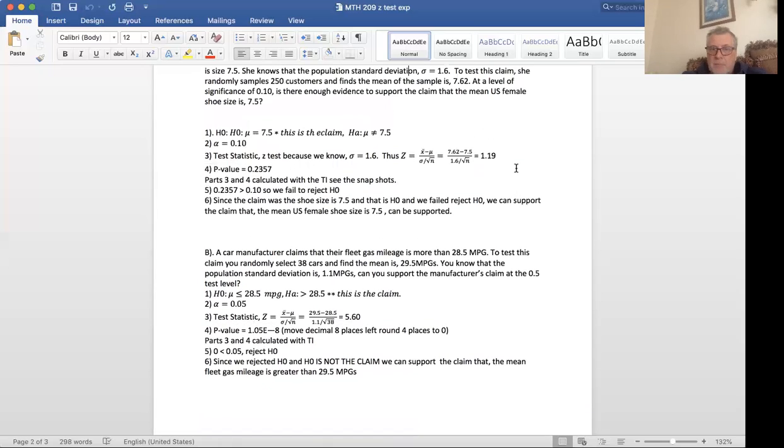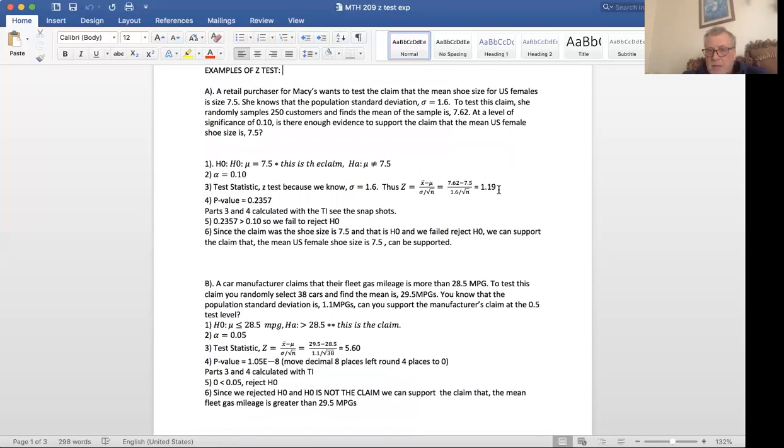So let's scroll back up. Let's take a look at what we have. So we have that. And then we have, I rounded that to 2 decimal places, the 1.19. And then we have this, 0.2357. That's our p-value. Then we go to that decision rule that we have from that PowerPoint that I sent out a few days ago.